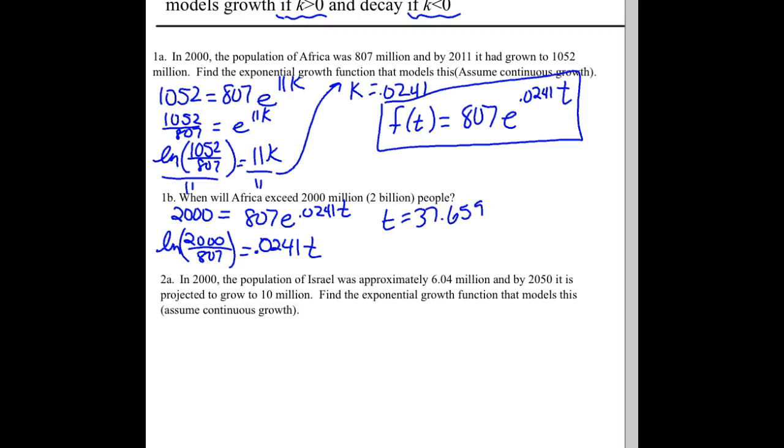Now it just says when. We need a year. So it's a little over 37.5 years. From when? From 2000. So we are looking at 2037, partway into that year, that this would happen.